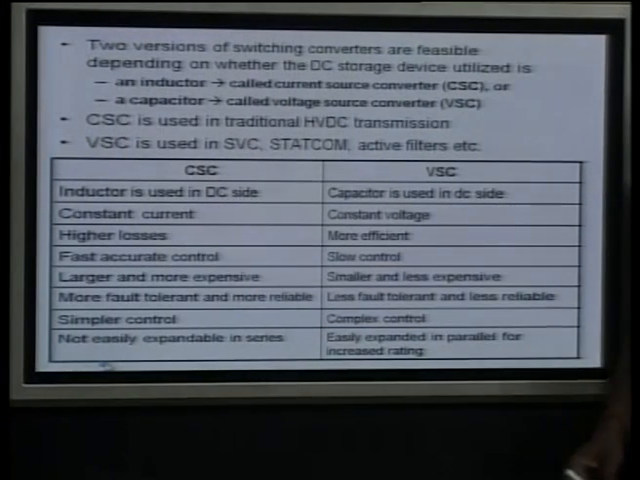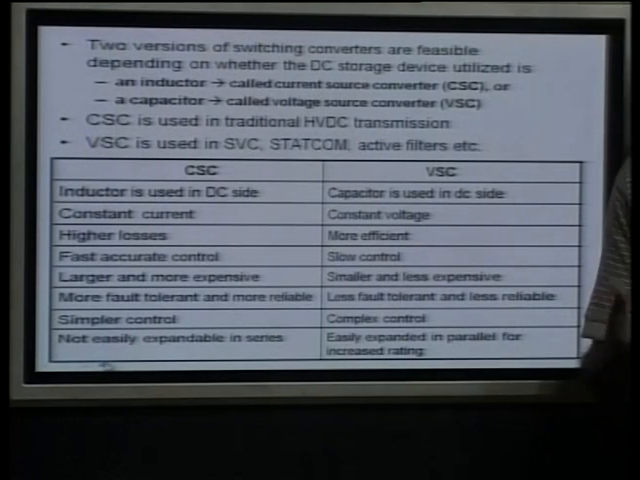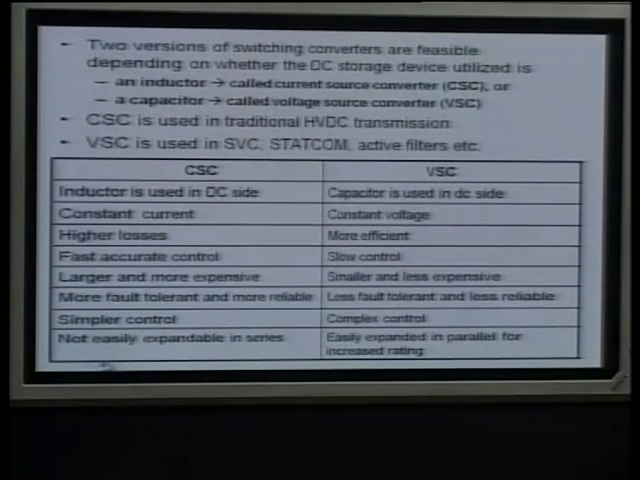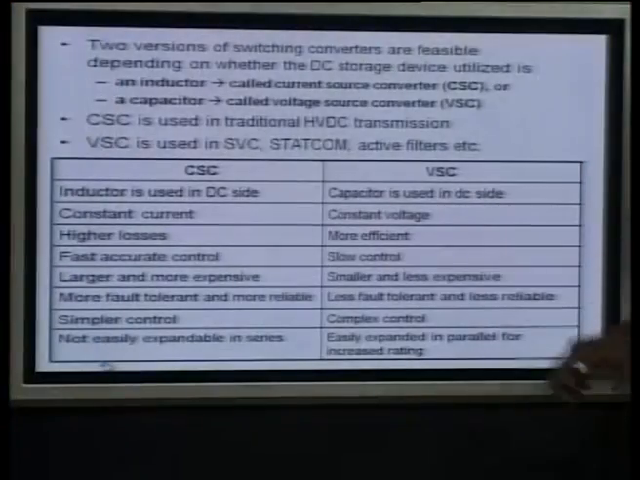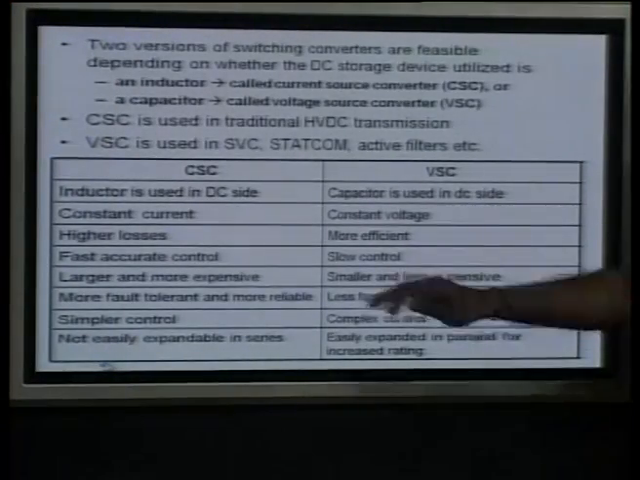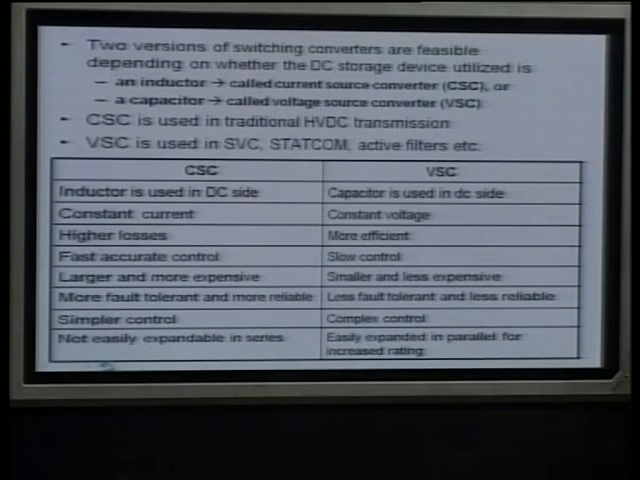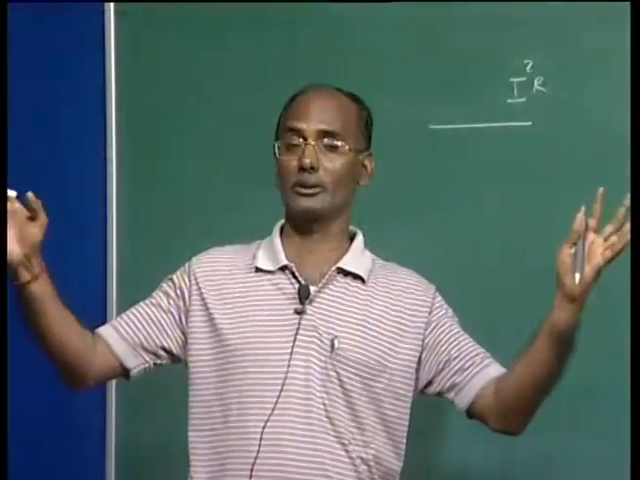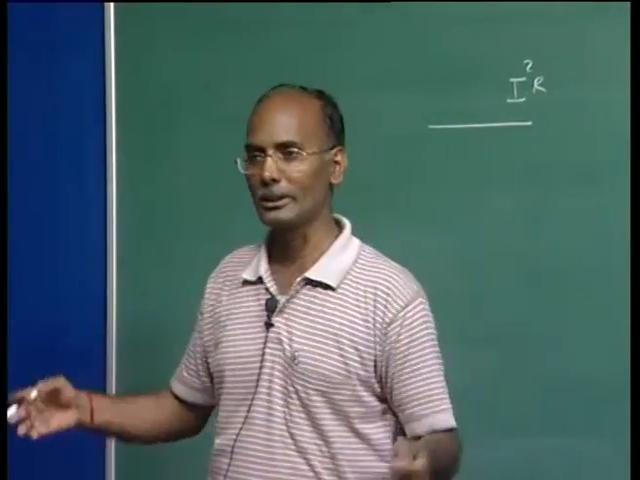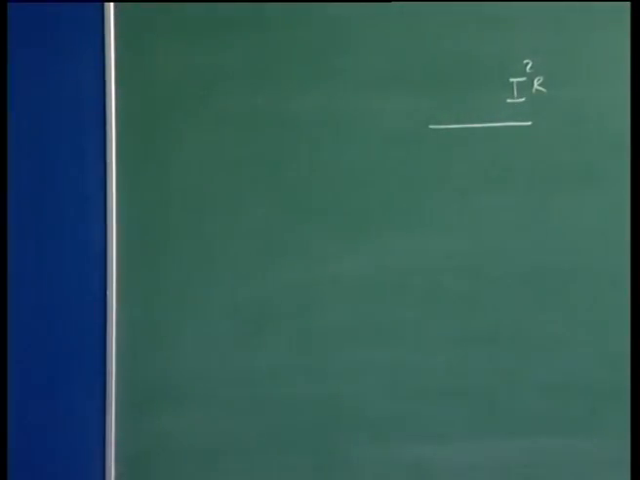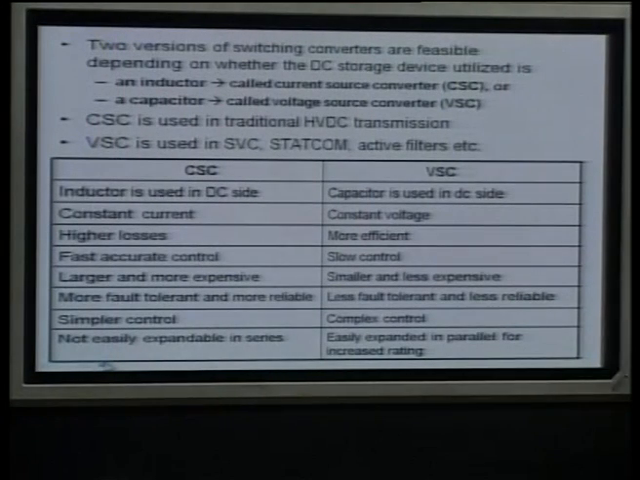In the VSC, fast and accurate control is possible, but this control is slow due to the capacitor, because of the capacitor the control becomes slightly slower here. But the CSC is large and expensive because you require smoothing reactors, and the reactor size is very, very large and very expensive compared to the capacitor. So this is expensive and large, while that is smaller, because a capacitor can have an even higher rating with a smaller size.